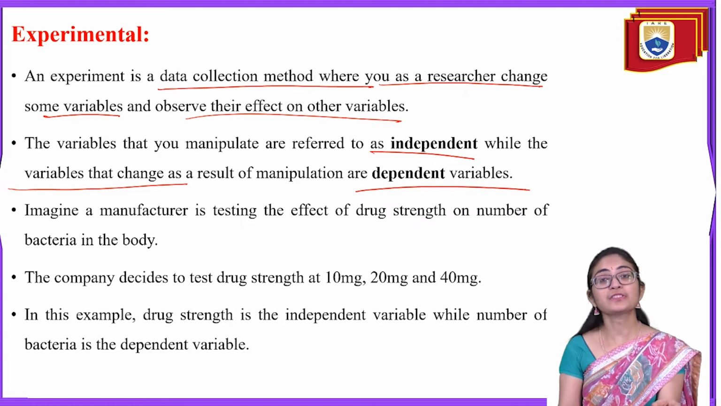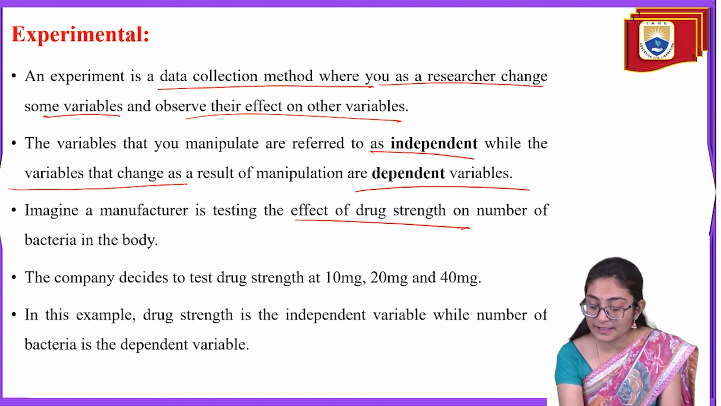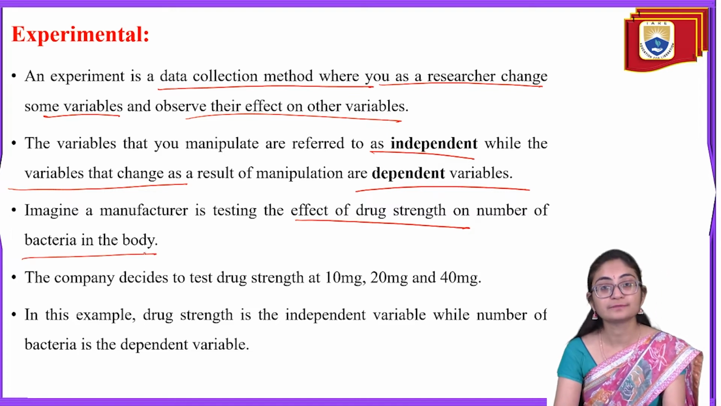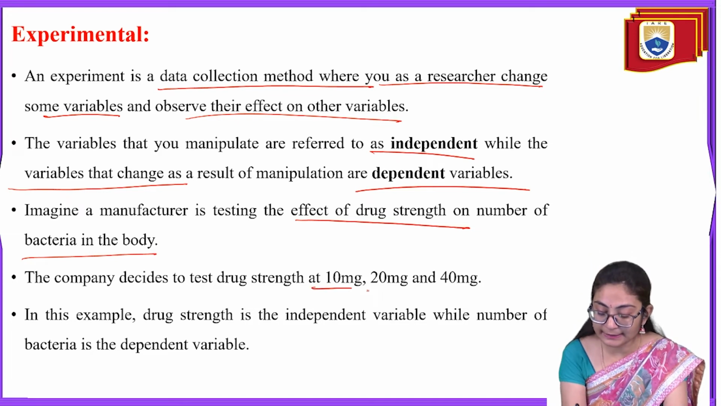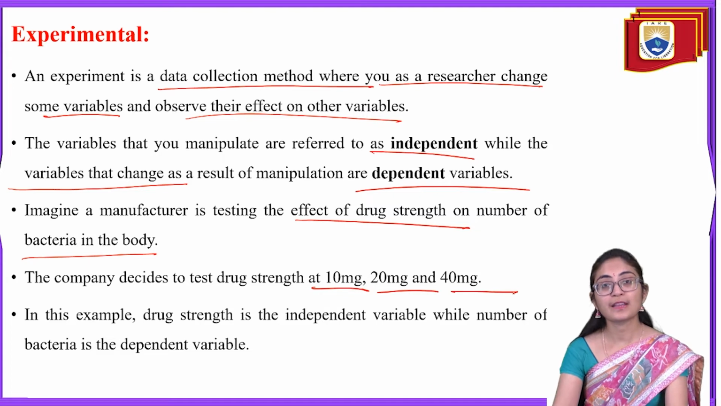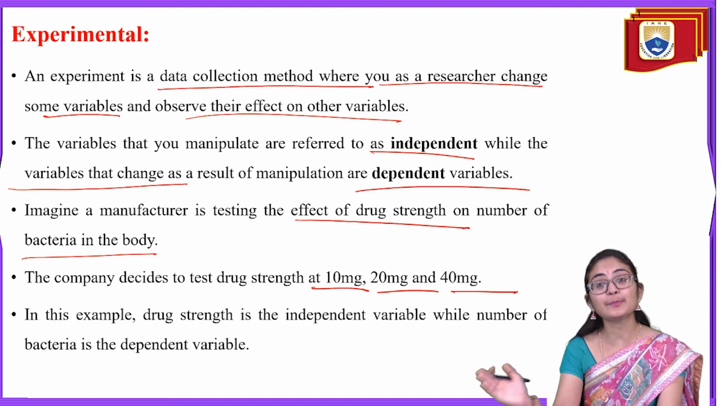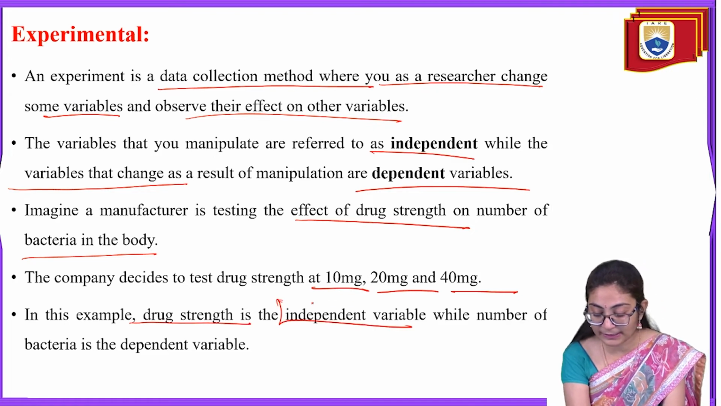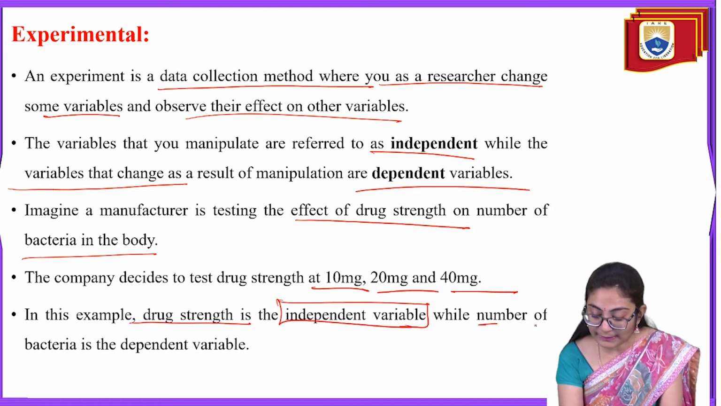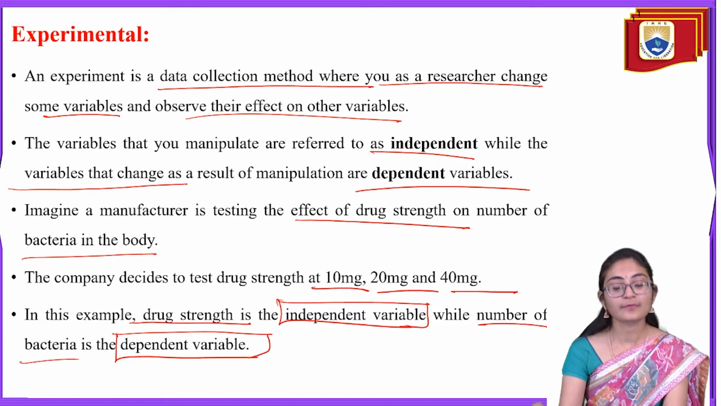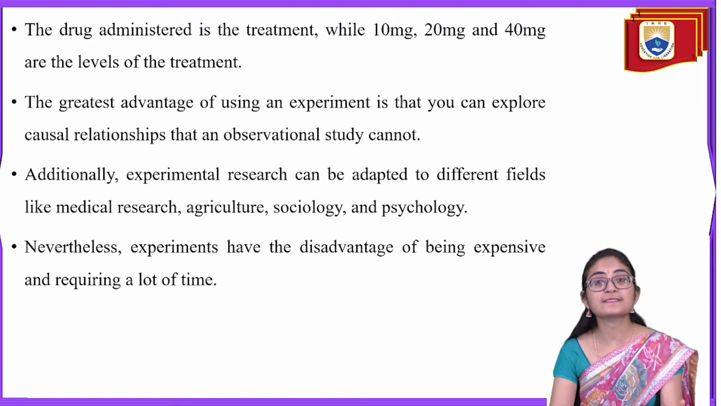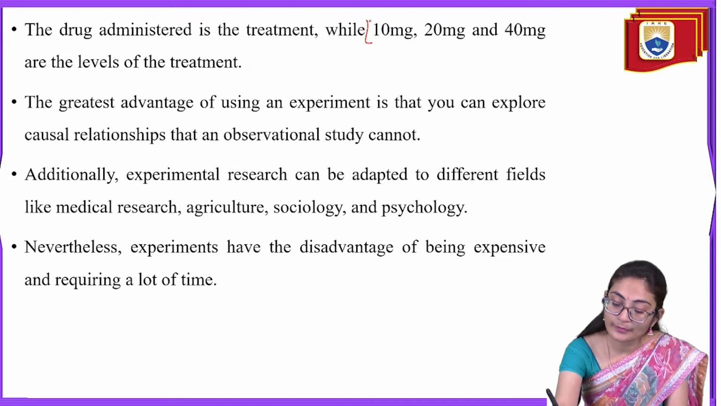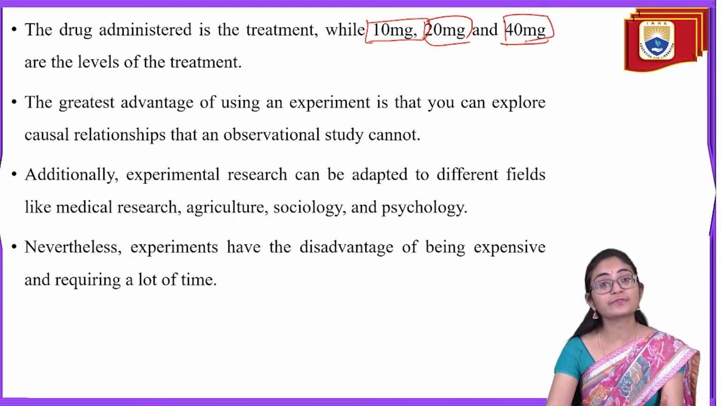Imagine a manufacturer is testing the effect of drug strength on the number of bacteria in the body. The company decides to test drug strength at 10 mg, 20 mg and 40 mg. For example, drug strength is an independent variable, and the number of bacteria is your dependent variable. The drug administered is the treatment, while 10 mg, 20 mg and 40 mg are the levels of treatment.